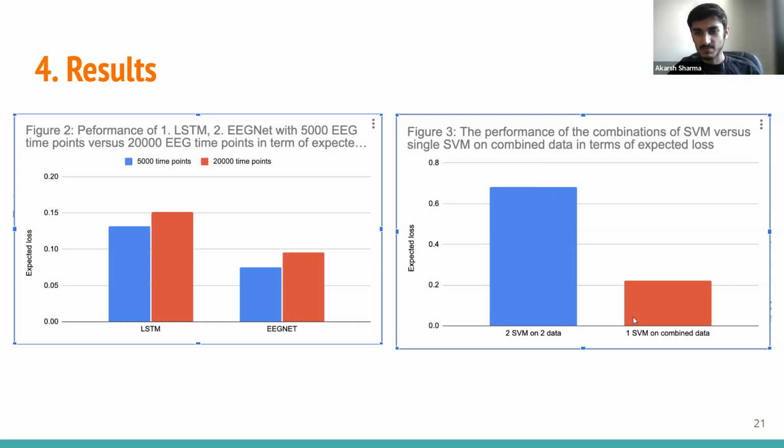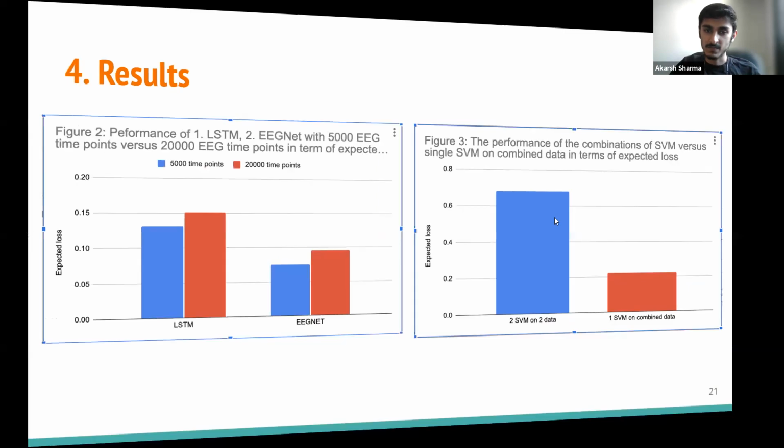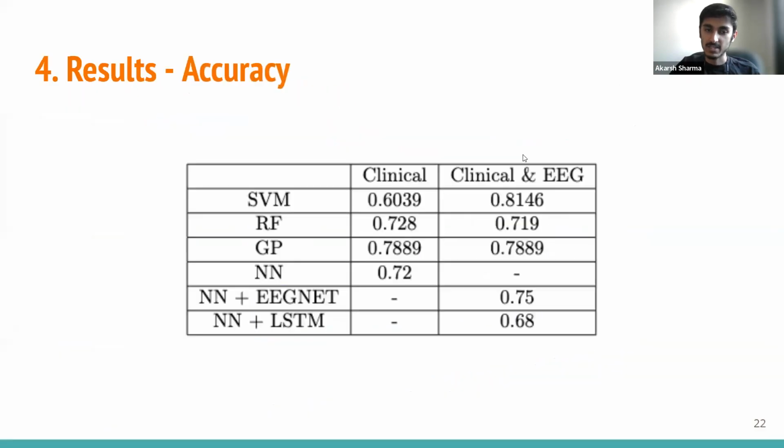And unfortunately, the fancy technique of combining two different machine learning models had worse performance than just combining the data set. That's also one thing that we observed. And that was in terms of the loss function that we created. However, in terms of accuracy, it's almost the same results.